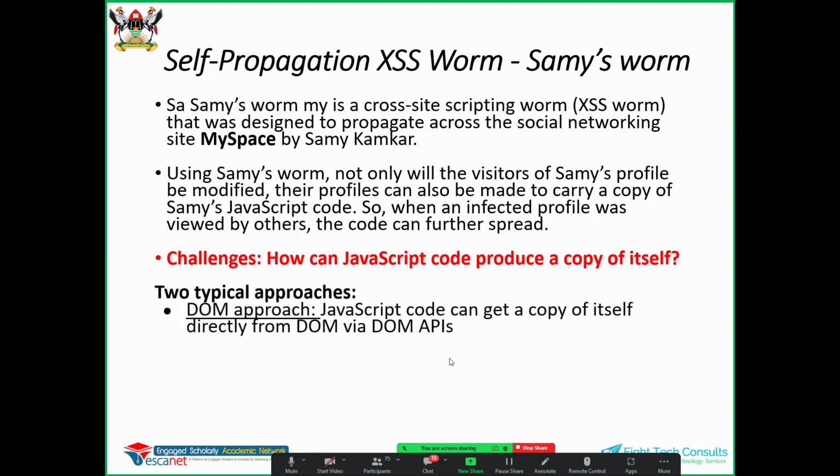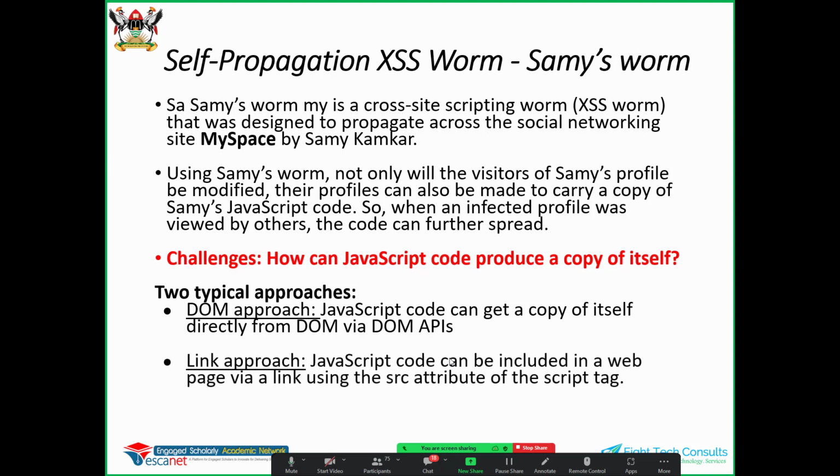So to take the DOM approach, one way is using the document object model approach. JavaScript can get a copy of itself directly in the DOM via the DOM APIs. Another way is through the link approach, the one that we demonstrated. JavaScript can be included into a web page via a link using the SRC attribute on the what?